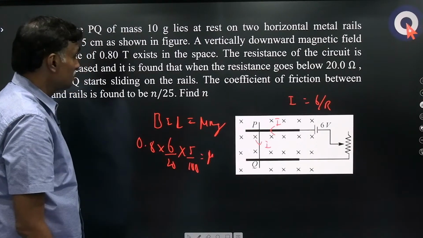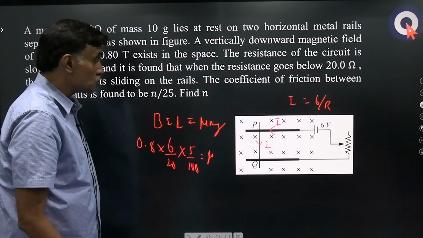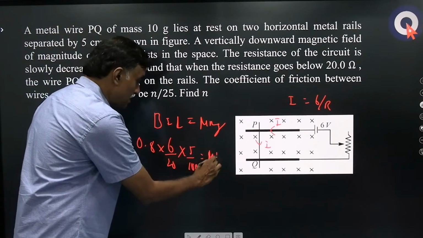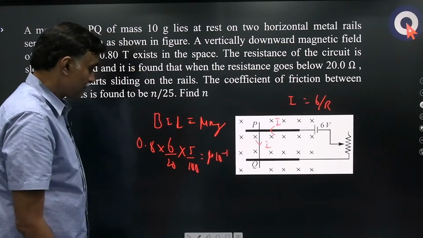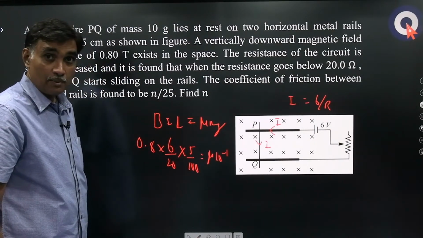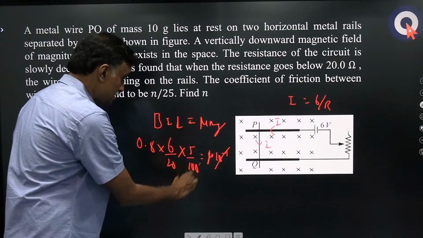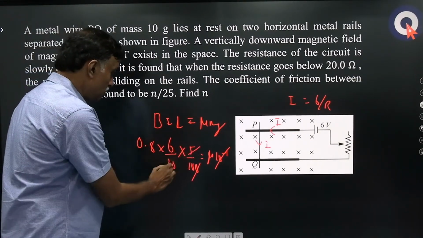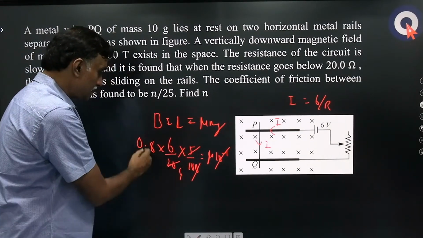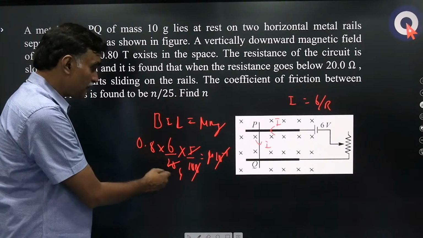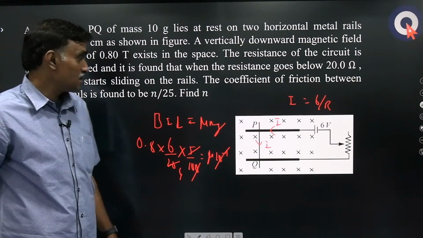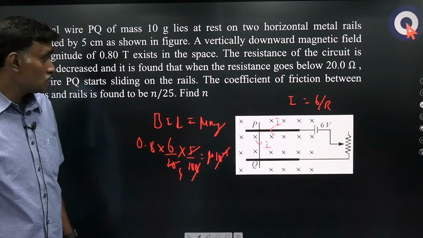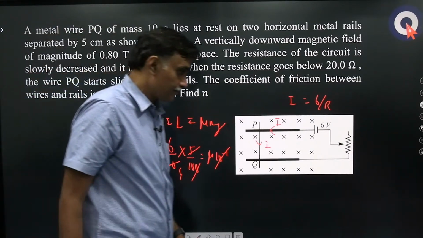M is 10 gram, that is 10 to the power of minus 2, into g, 10, that is 10 to the power of minus 1. Okay. So this cancels, and how much will you get? 5 into 4, so 40 you will get. 8 by 400 means 50, so 6 by 50 you will get, that is 3 by 25. So n is equal to 3. Okay.